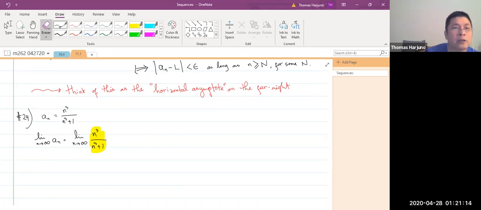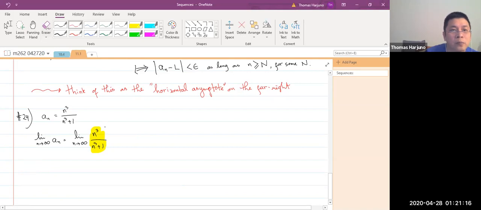Let me say it again. A sequence is not a continuous function. So one of the consequences is, we can't use L'Hopital's rule directly.